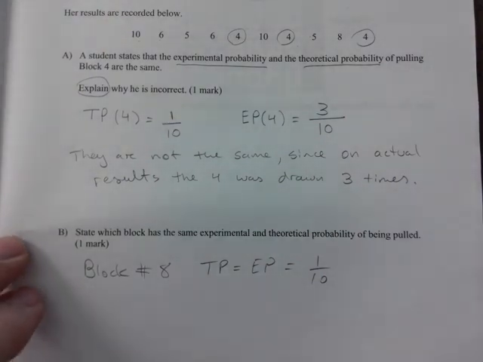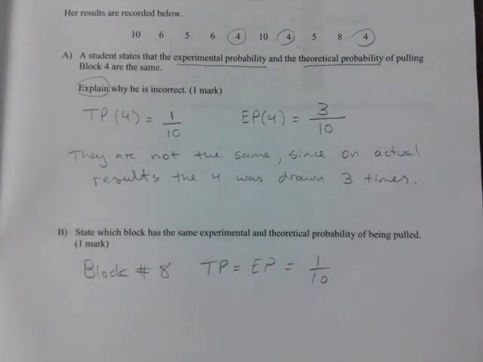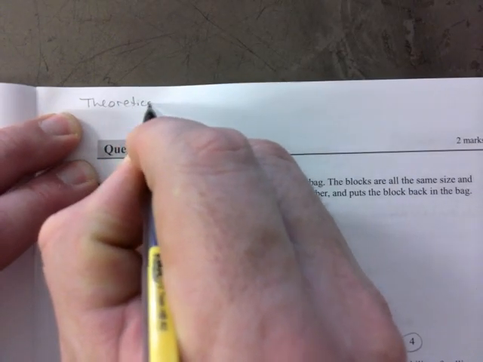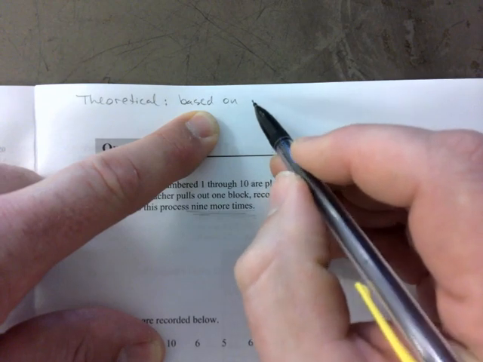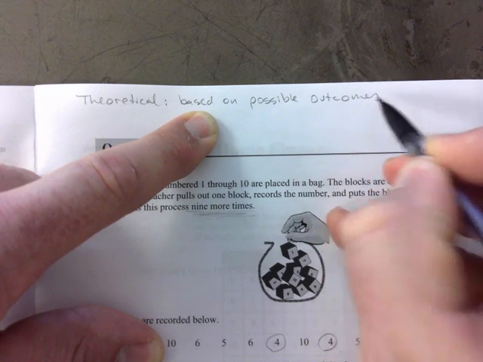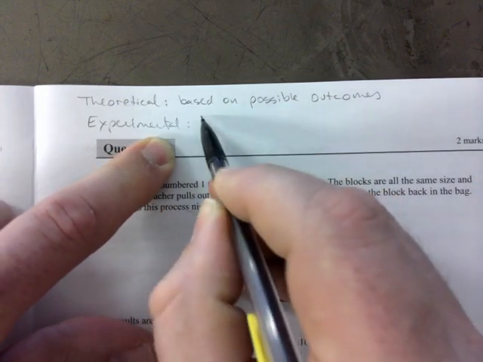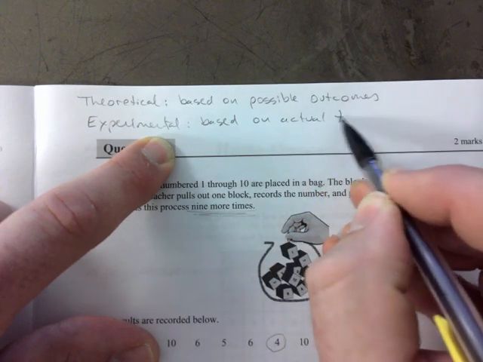All right. Remember the difference between experimental, right? Experimental is based on what actually happened. I will just go up here. Maybe write this down. Theoretical, based on possible outcomes. Experimental, based on actual trials.